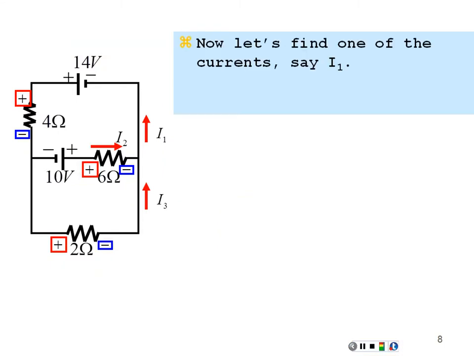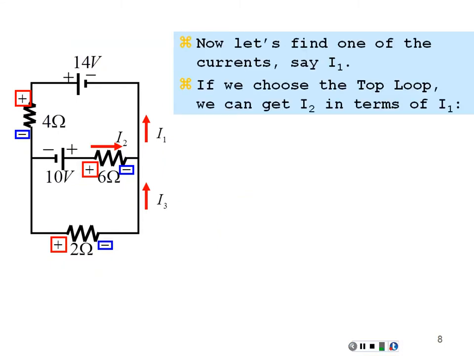I need to choose a starting point. And let's say we want to find I1. We're only going to choose the loops that have I1 in them. So in this case, I'm going to choose the top loop and the outer loop. I'm not going to worry about the bottom loop because that would relate I2 to I3. I don't really want that information right now. So I want to do the top loop and the outer loop so that I can have the loops that have I1 in them.